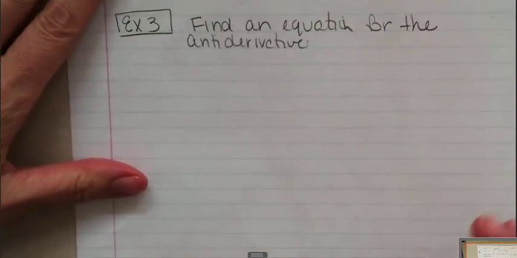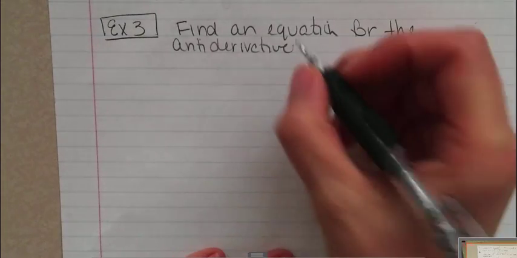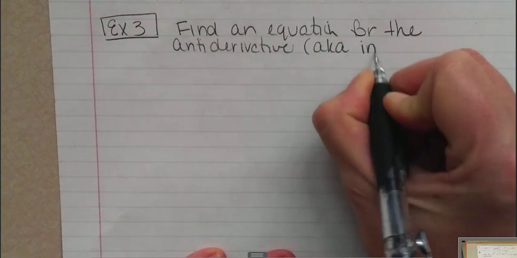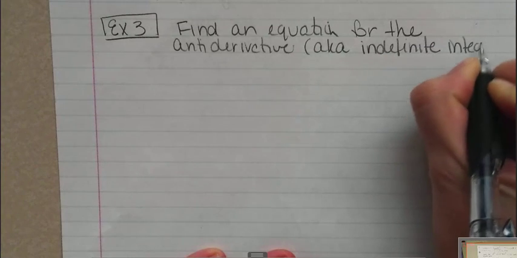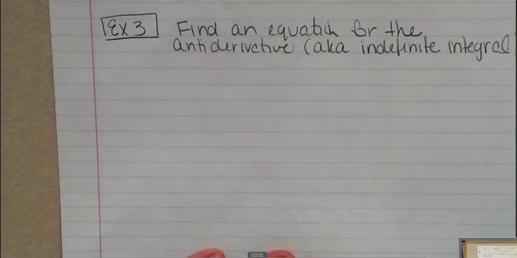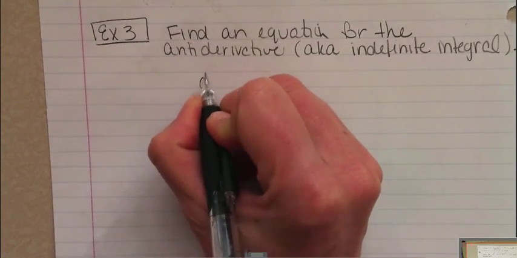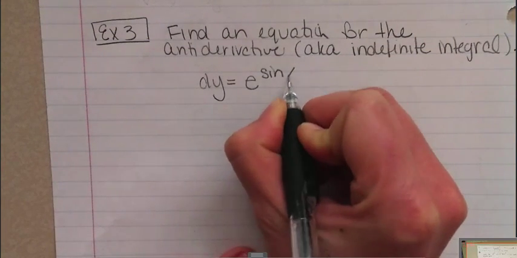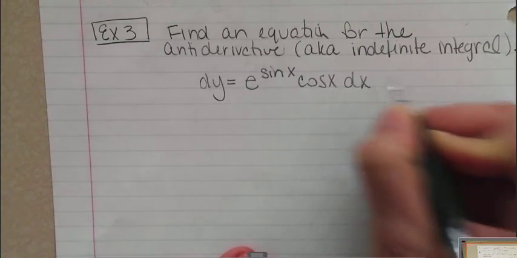Okay, so I'm moving on to my next example. This is my example 3. We're going to find an equation for the antiderivative. And another word for antiderivative, aka indefinite integral, which we've already done some of. Maybe not for a while, but you have seen this before. Okay, so I am going to give you the differential e to the sine x cosine x dx.